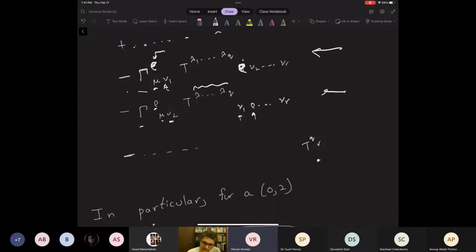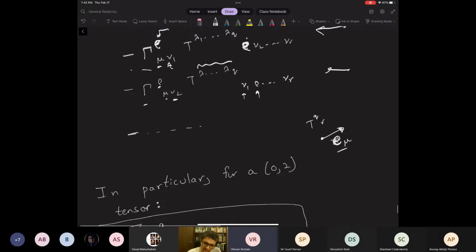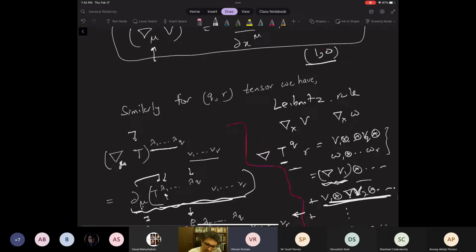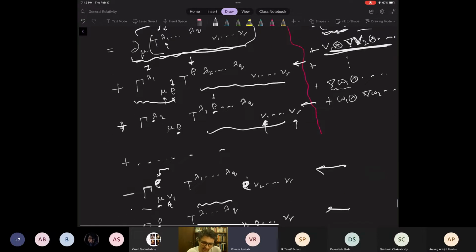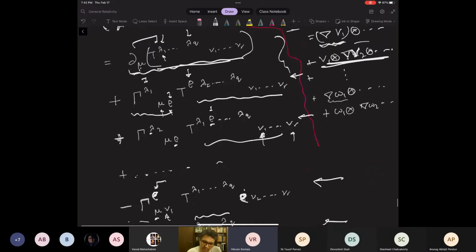And I want the derivative along the x direction. In particular, I'm choosing x to be a basis vector, so I'm choosing it to be along some mu direction, where mu is some coordinate basis direction. I want the derivative of the tensor along this direction. I'm trying to find its components, right? I'm trying to find this lambda1 through lambda q, nu1 through nu r, this component of that derivative. And that is what the right hand side of this equation is telling me.